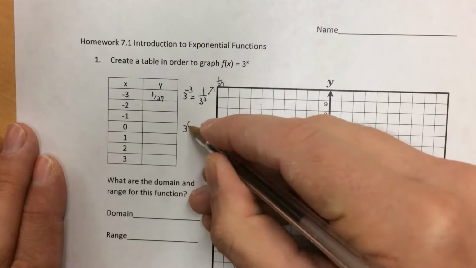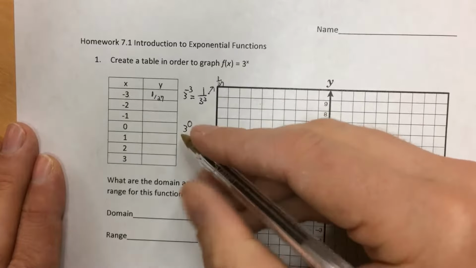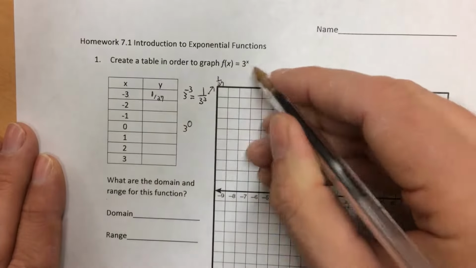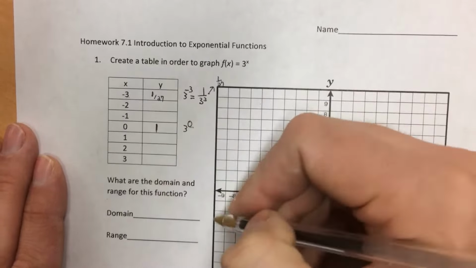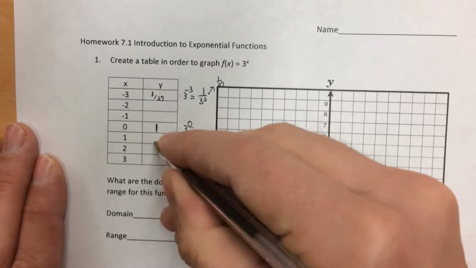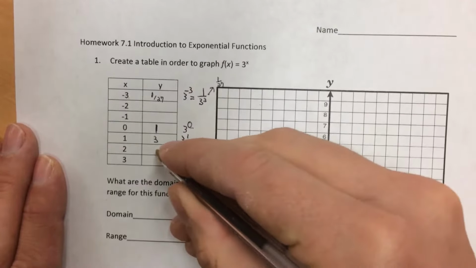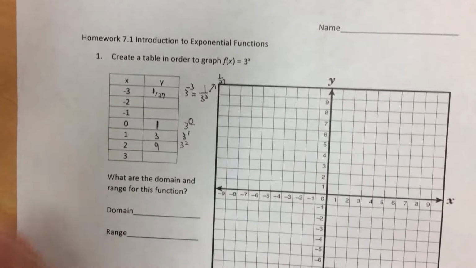Remember that when x is 0, we're doing 3 to the 0th power. Anything to the 0th power is 1, not 0. 3 to the 1 power is just 3. 3 squared means 3 times 3, which is 9. I'll let you fill in the rest of the table yourself.